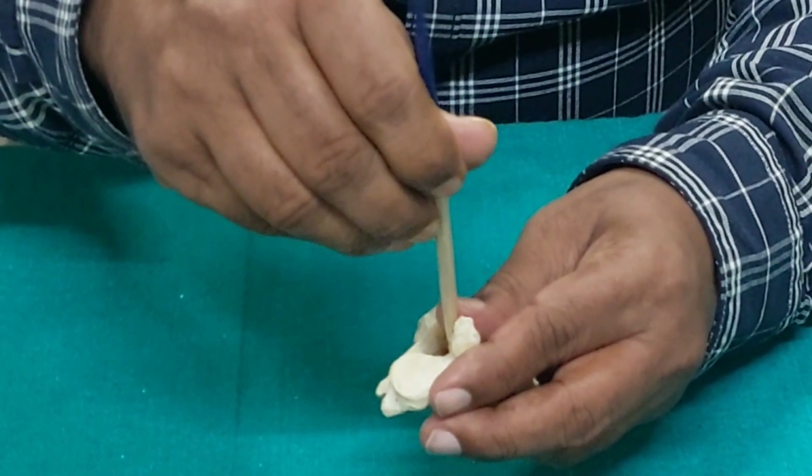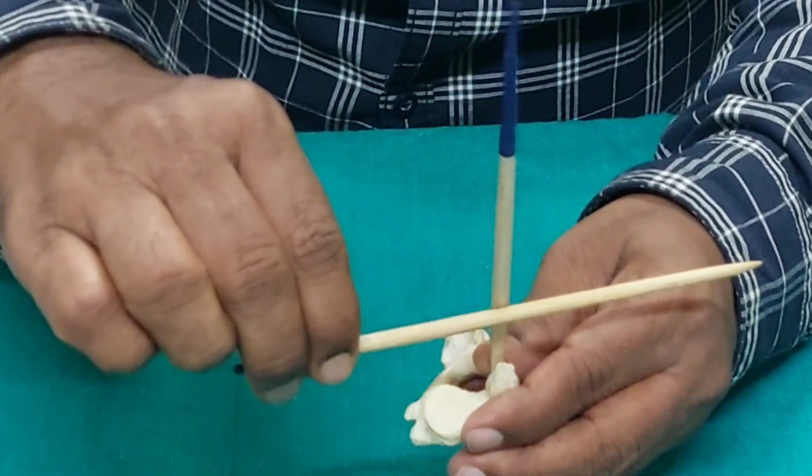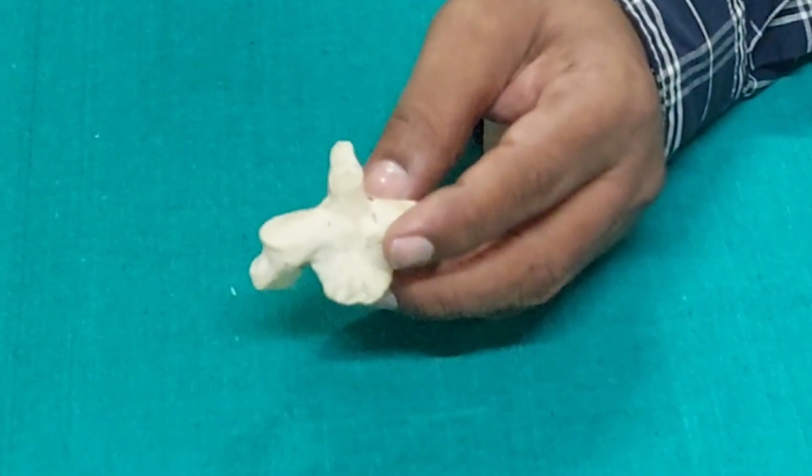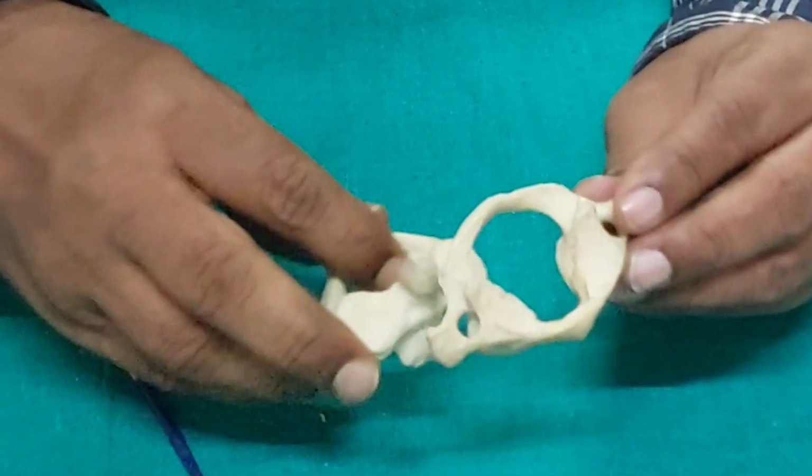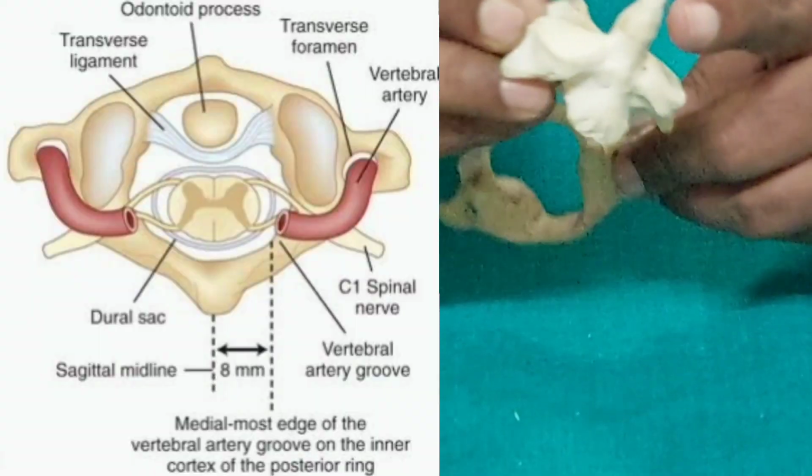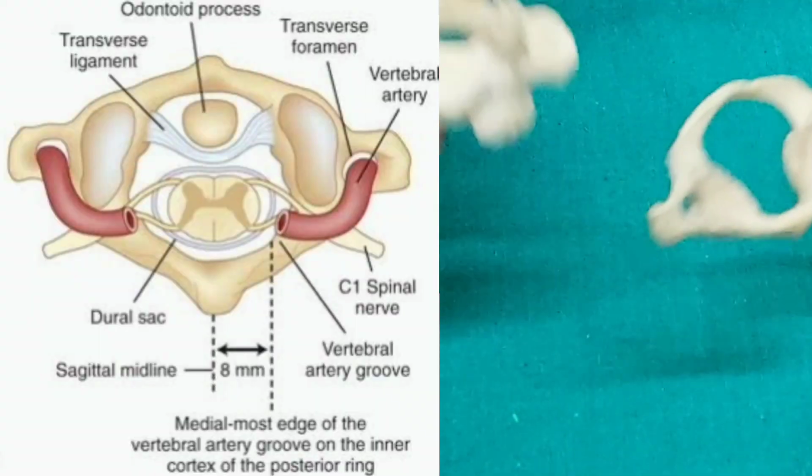So this is the cruciate ligament. Next is, what are the joints formed by the odontoid process? One joint is between the anterior arch and the anterior surface of the odontoid process.